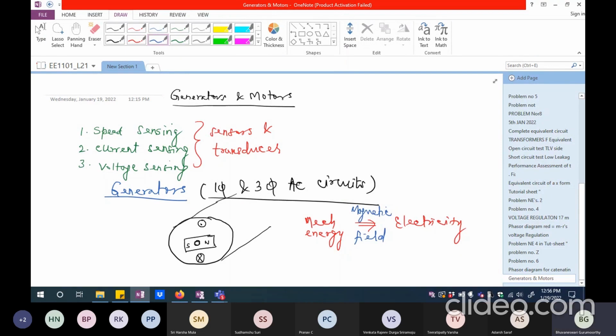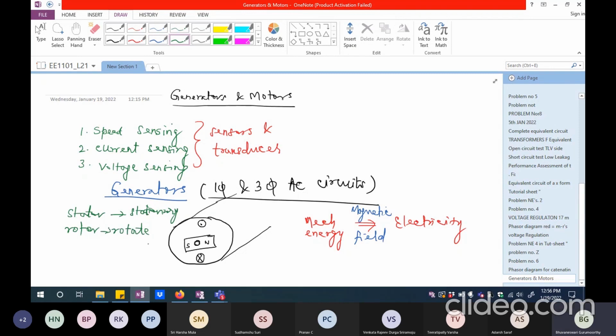The mechanical energy is given to a member called the rotor. So you are going to have two members in any generator. The first member is going to be the stator. The next member is going to be the rotor. The stator is stationary. It is not going to rotate. It is going to just stand still. And the rotor is the one which is moving. So this is going to rotate.